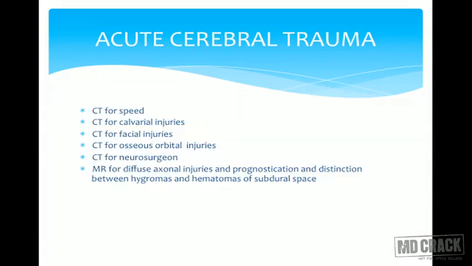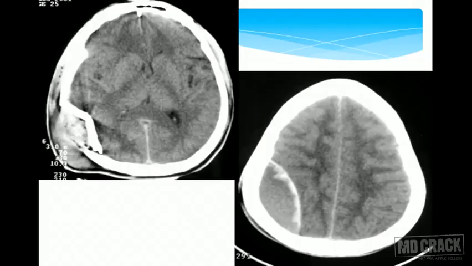Now, in acute cerebral trauma, let me tell you, CT is the modality of choice because CT is fast. It is extremely good for evaluating calvarial injuries, facial injuries, osseous orbital injuries, and a neurosurgeon would like to see that, because if there's a fracture, it needs to be fixed. MR will help in evaluating diffuse axonal injuries. Now these diffuse axonal injuries are particular areas in brain which present as microbleeds.